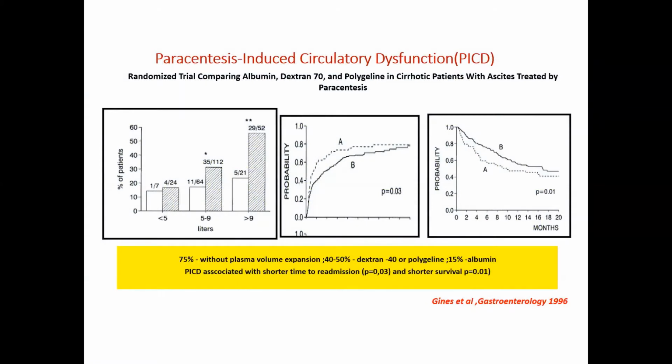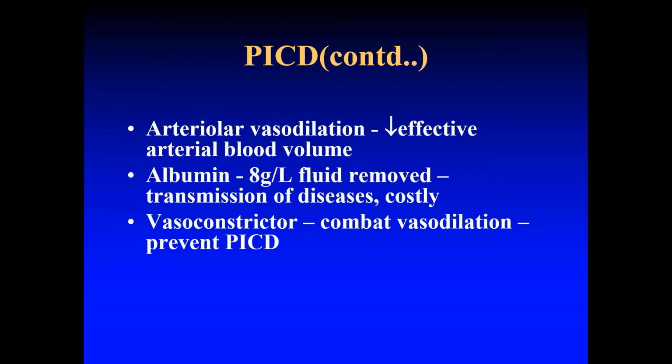PICD is a major problem in these patients. It occurs in about 75% of patients if we are not using any plasma volume expansion, and 40 to 50% if we are using dextran or polygeline. And even when we use albumin in doses of 8 grams per liter of ascitic fluid removed, this is seen in about 15% of patients. So in PICD, there is arterial vasodilatation which causes decreased effective arterial blood volume, and this can be prevented by giving albumin 8 grams per liter of fluid removed.